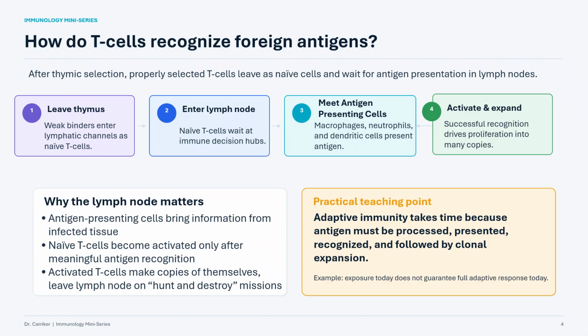So a good practical example is someone with strep throat or similar exposure. A person encounters a pathogen today, but the full adaptive response still requires processing, presentation, activation, proliferation. So when you think of lymph nodes, think of them as the meeting points, the gathering site where the immune information gets exchanged and decisions are going to get made.